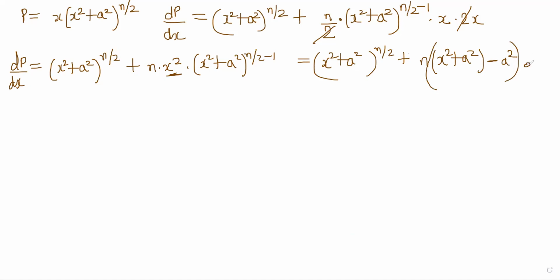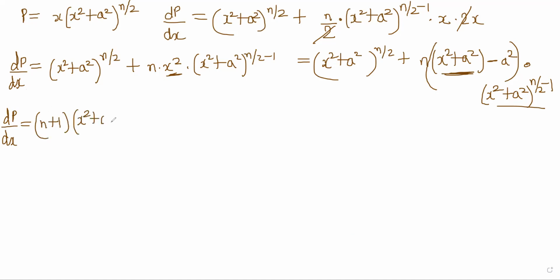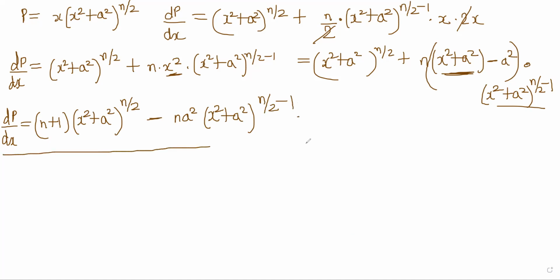And the whole thing is multiplied by (x² + a²)^(n/2 − 1), right? Why did I do that? Because I want powers of x² + a², not some x² alone, right? So dp/dx is now becoming, this into this will be n/2. So you have (1 + n + 1)... that is (n + 1)(x² + a²)^(n/2), and you have minus na²(x² + a²)^(n/2 − 1), right? So this is my dp/dx.